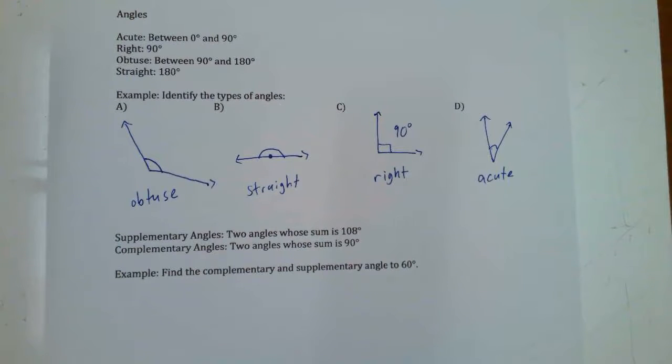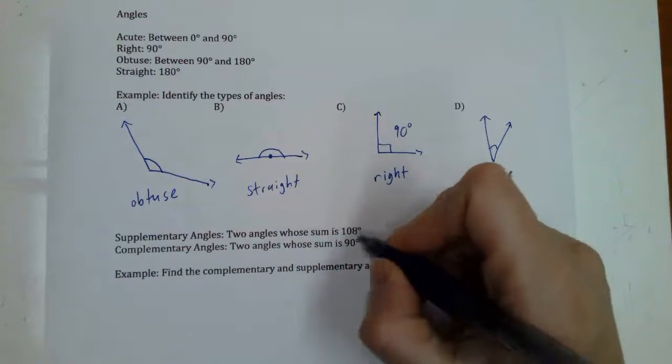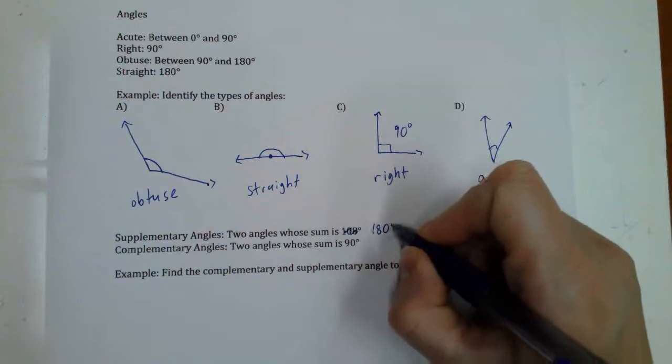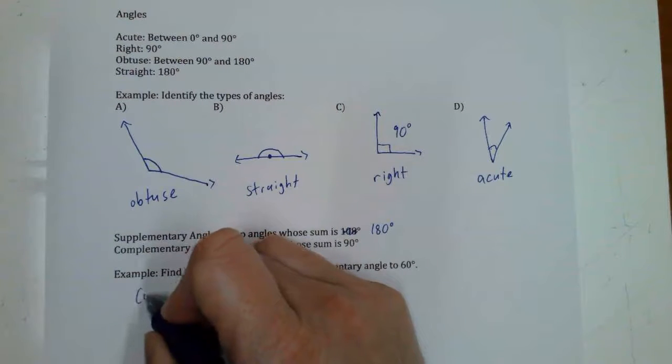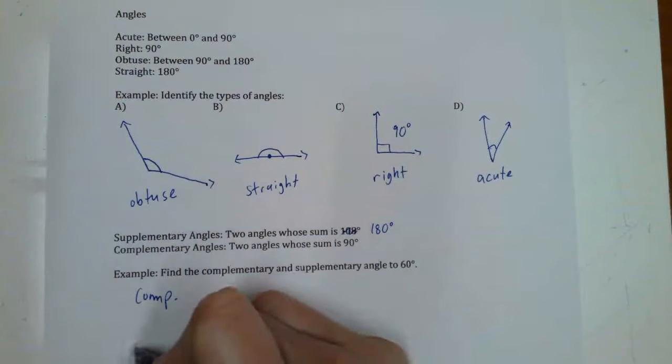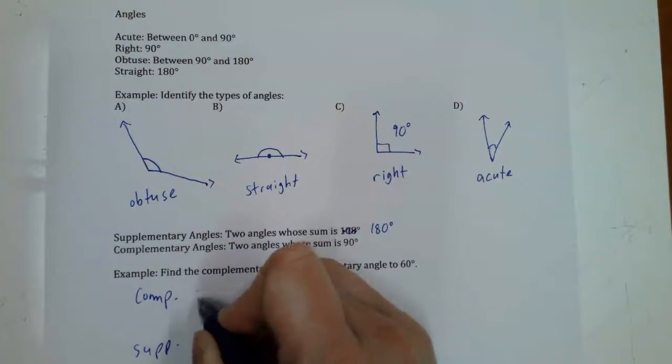Now, the other thing we'd like to talk about for angles are finding supplementary and then complementary angles. And whoops, there's a little typo there, that should say 180. So supplementary angles add to 180 degrees, and complementary add to 90 degrees. So here, let's go ahead and find the complementary one first, and then we'll go ahead and do the supplementary one.